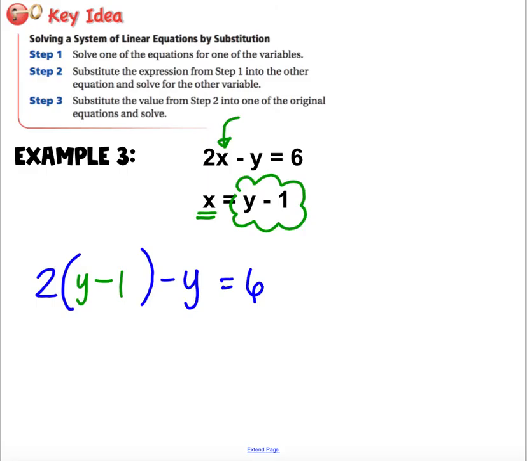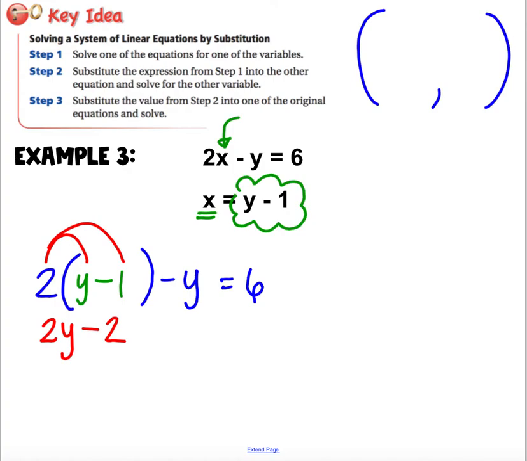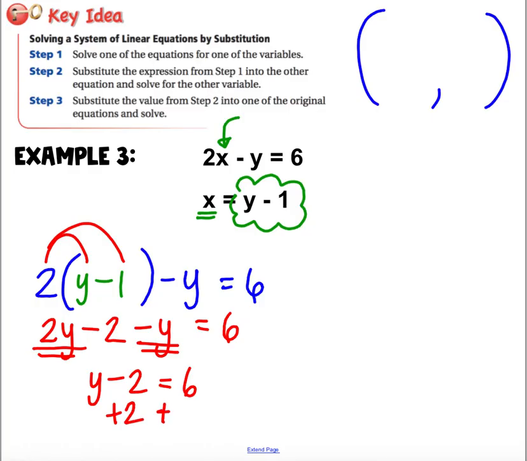Now I only have y, so let's solve for y. I'm going to distribute. 2 times y is 2y. 2 times negative 1 is minus 2. Minus y equals 6. Let's go ahead and combine these like terms. 2y minus y is 1y minus 2 equals 6. Go ahead and add the constant. So we get y is equal to 8. We'll put that in our solution, right? X, y. Now, that was step 1 and step 2.